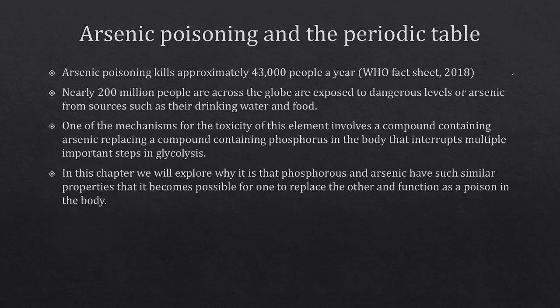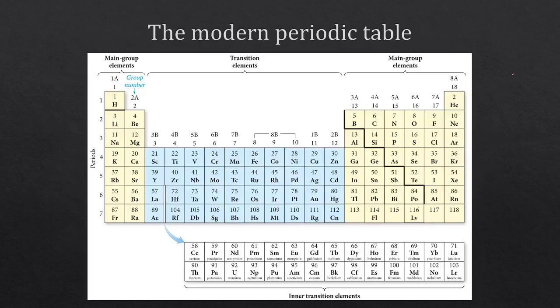Well, in this chapter, what we will explore is why phosphorus and arsenic have very similar properties, and because of that, it becomes possible for one of them to replace the other and to function as a poison in the body. So it turns out this is actually related to the structure of the periodic table. It gives us some information that helps predict an effect like this.